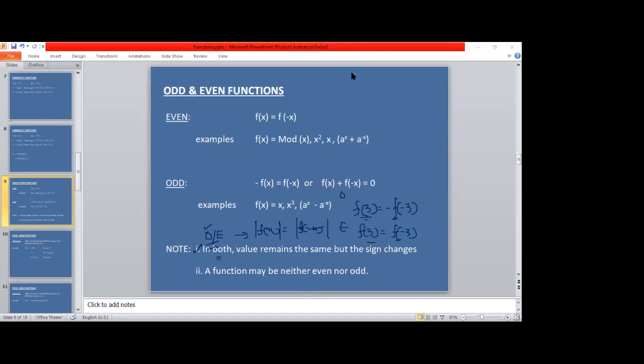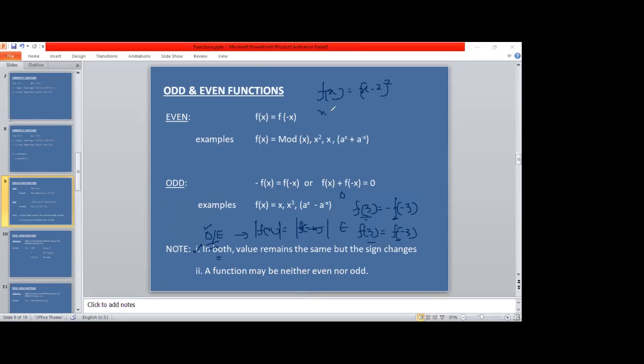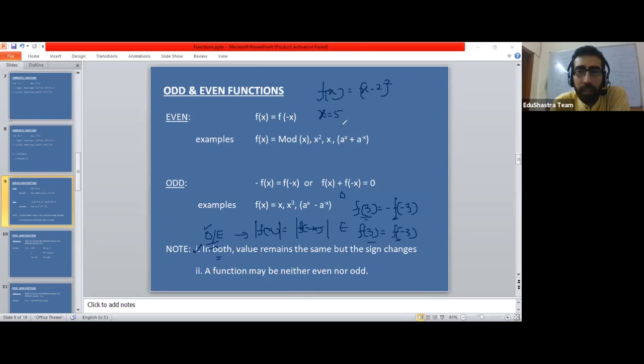Do you want to take examples of other functions? Yeah, please do. So the one I had taken was x minus 2 whole square. This is neither odd nor even, because you can take some value of x. Let's take x equal to 5, and let's take x equal to minus 5 once.